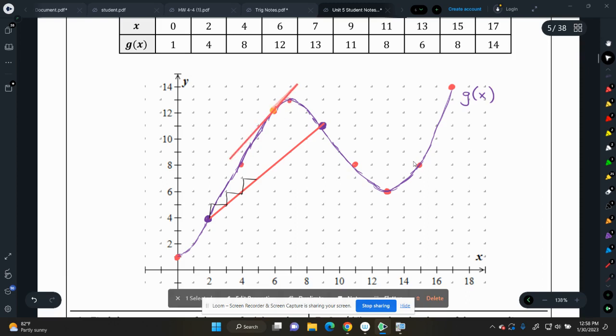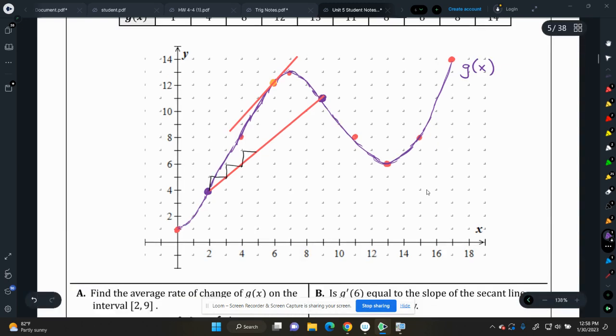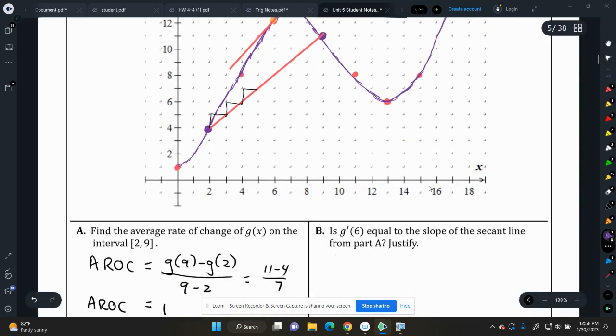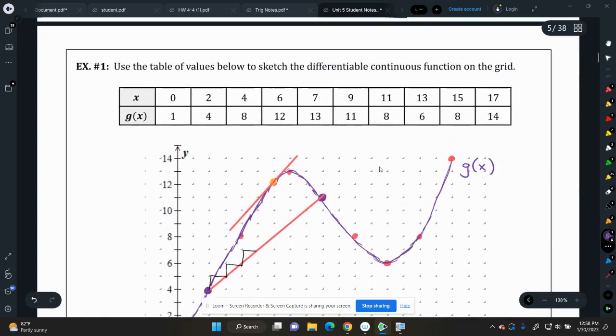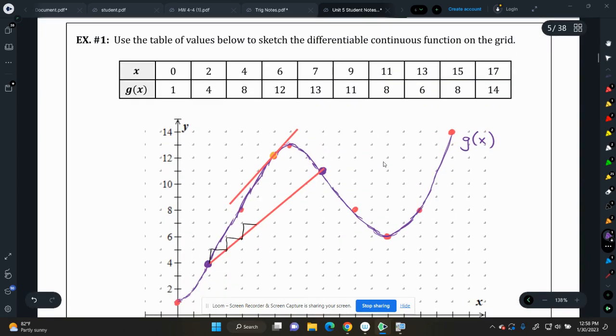All right. Okay, so glancing at it, what do you think? No, but we have to prove it, right? So we're going to say no. Now, if you were just given the table, how would you determine what g prime of 6 is from the table? Can you do that?